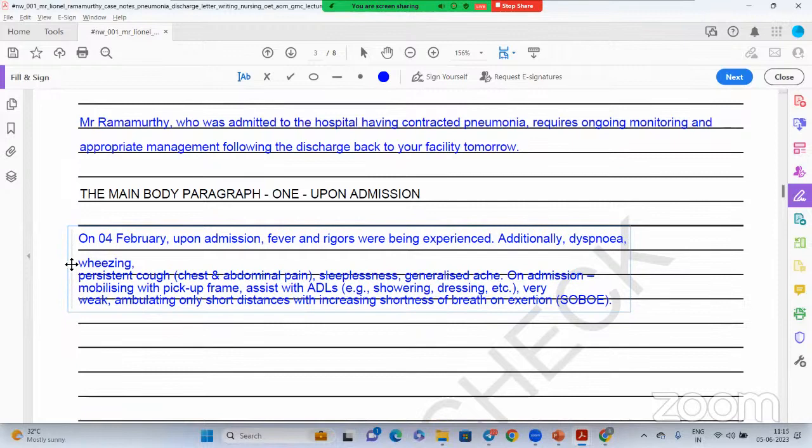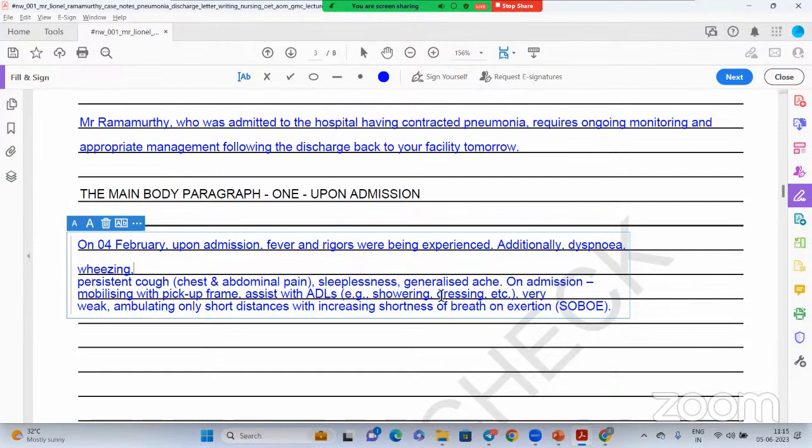So that is wheezing. Okay? Wheezing. And then you see sleeplessness here. Take this sleeplessness. So sleeplessness. Okay, one by one. Think about all these points. So dyspnea, wheezing, sleeplessness were reported. Okay, they were reported. So don't use he again and again. So wheezing and sleeplessness. So here, before the last word, you have to say and sleeplessness were reported at the time of admission. That is what it is.